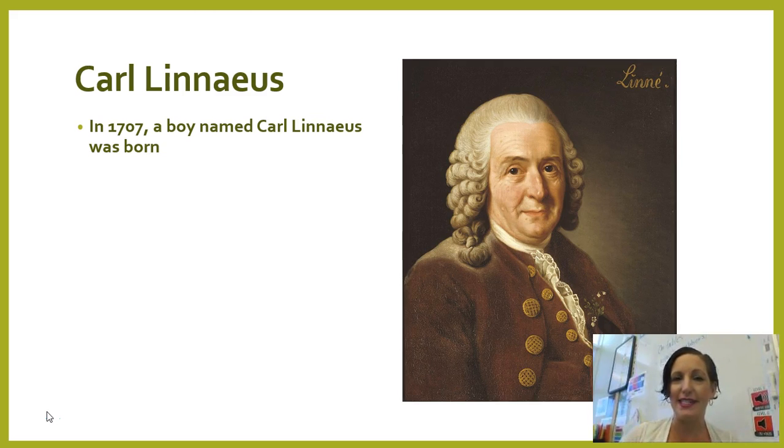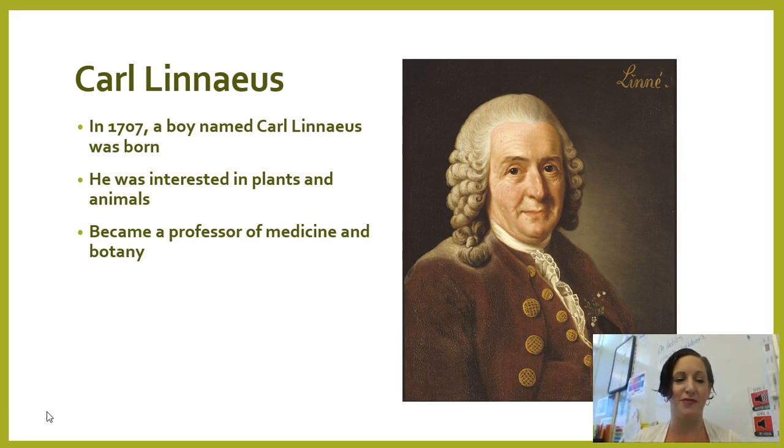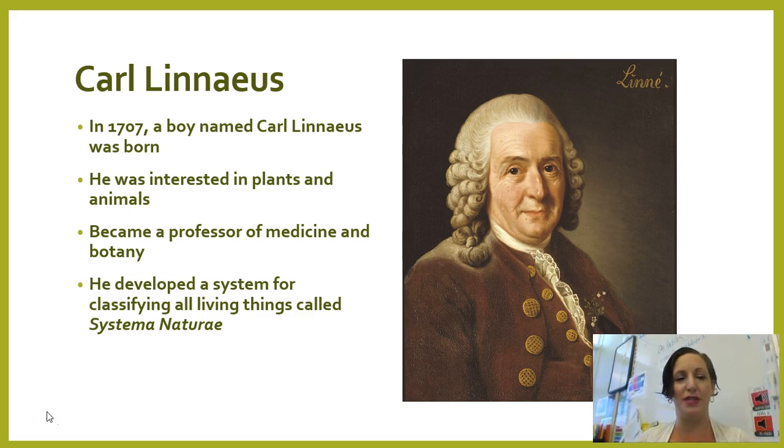So, in 1770, a boy was born, and his name was Carl Linnaeus. I'll say Linnaeus, it sounds right to me. And he was interested in plants and animals. He was a very curious child. He went on to university and became a professor of medicine and botany, which is the study of plants. And then he further went on and developed a system for classifying all living things called Systema Naturae.